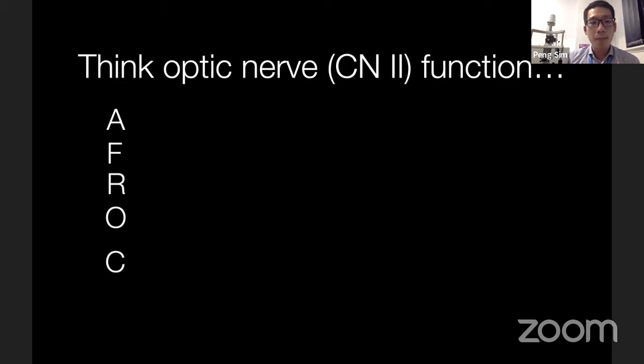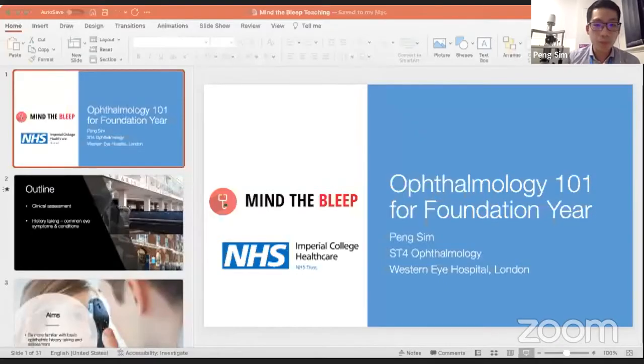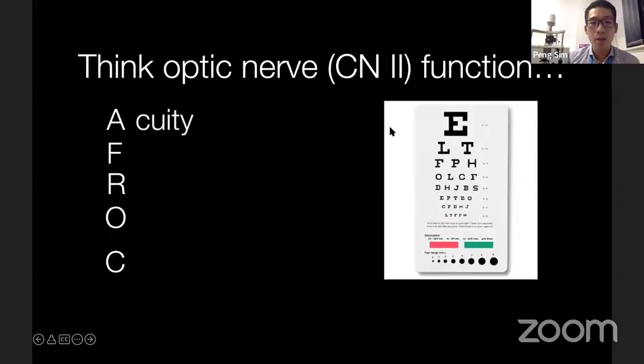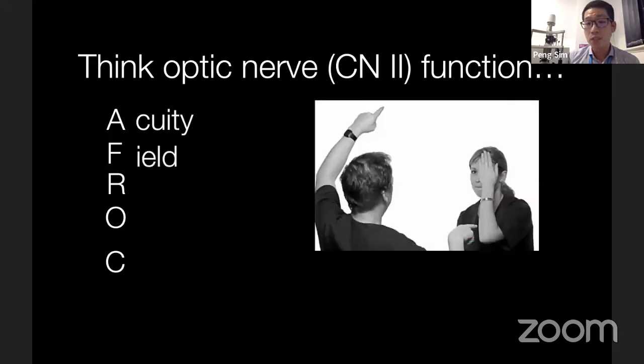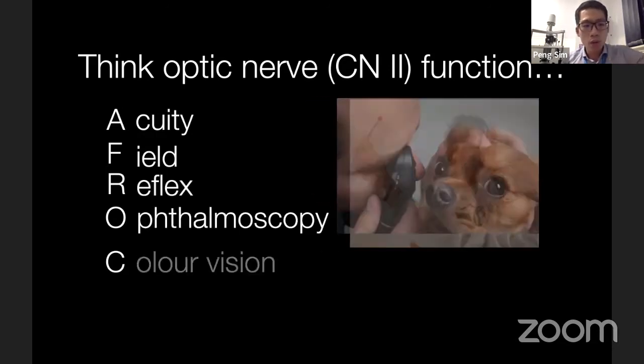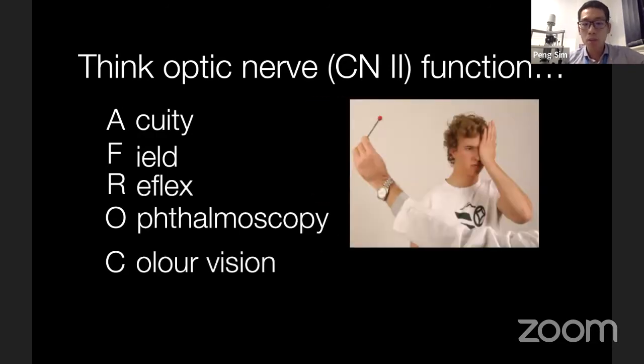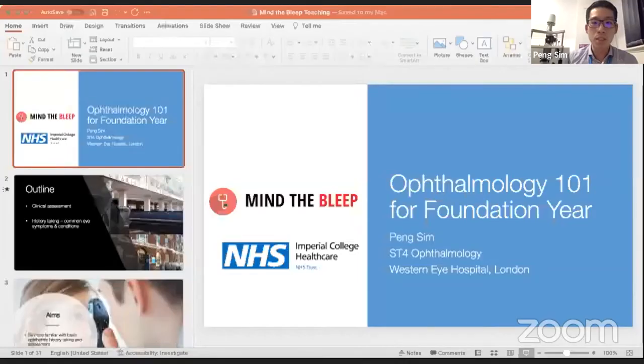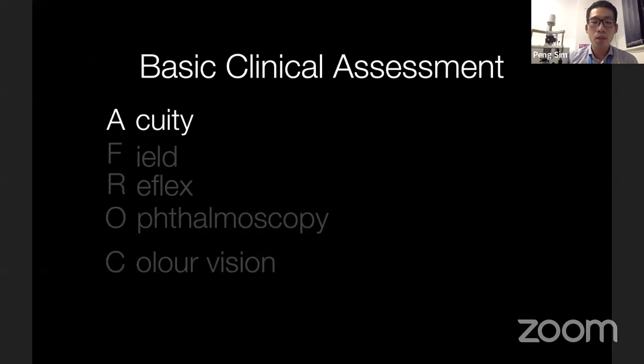So A is for acuity, and then the next letter F is for visual fields, R is for pupil reflex, O is the dreaded ophthalmoscopy, which in real life we don't really expect you to do, and C is color vision. So we'll go through each of them one by one in more detail so that you're aware.